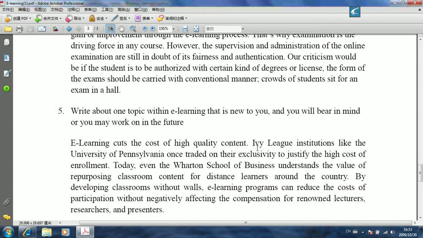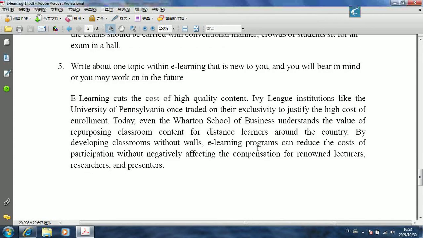For the last question, write one topic within e-learning that is new to all of us, I mean the group members, and that you will bear in mind or may work on in future. So e-learning is not a new concept but still has a lot of potential to be worked on. I think the most important thing is that it cuts the cost of high quality content.